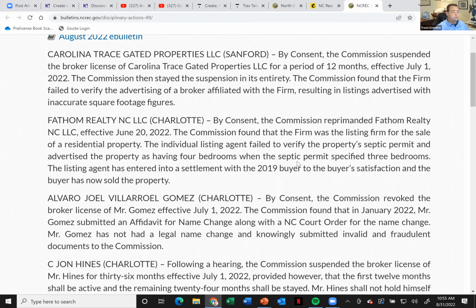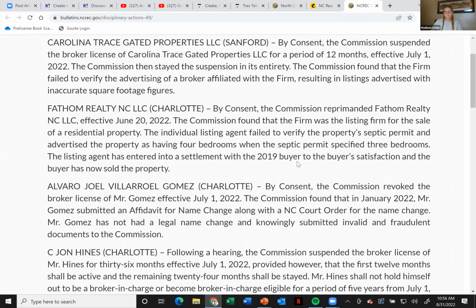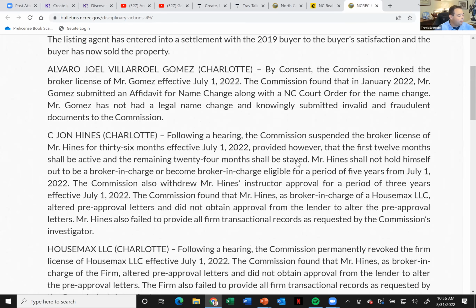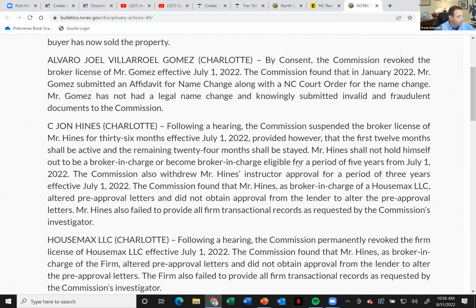This was the listing firm, so who did they represent in the transaction? The seller. So when they represent the seller, this is not an issue of not disclosing to the seller. Who do you think they failed to disclose this properly to? The public, the customers, AKA buyers, or potential clients. Some buyer bought this house thinking that the septic permit was for how many bedrooms? 4. And it turned out to be what? 3. So right there, you see a disciplinary action for failing to properly disclose material facts.